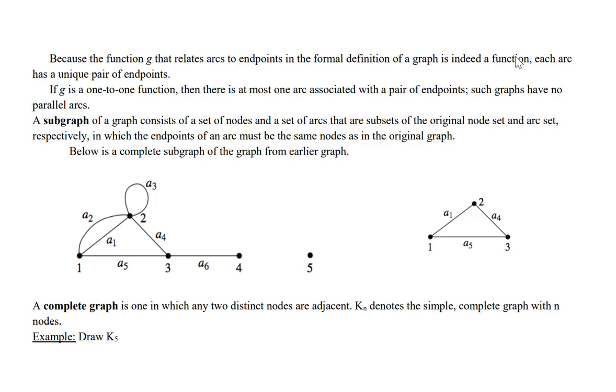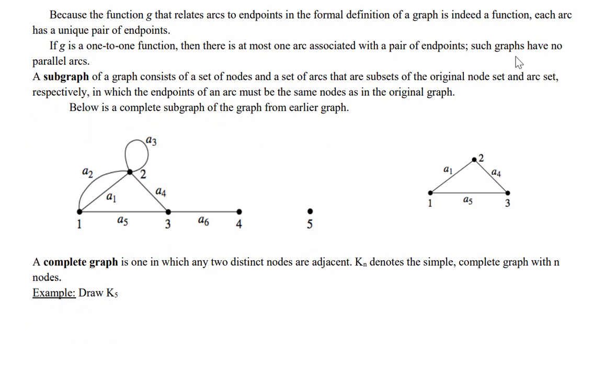So now we're talking about the subgraph. What is a subgraph? A subgraph consists of a set of nodes and a set of arcs that are subsets of the original nodes and arcs. So this one is a subset of this one. As you see, it's just part of it. So this graph here is a subgraph of this big graph, in which the endpoints of an arc must be the same nodes as in the original graph. Below is a complete subgraph of the graph from earlier.